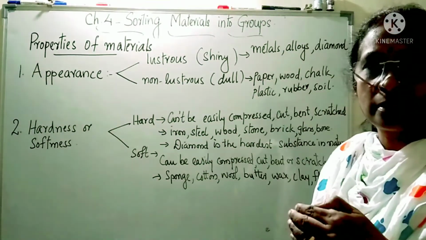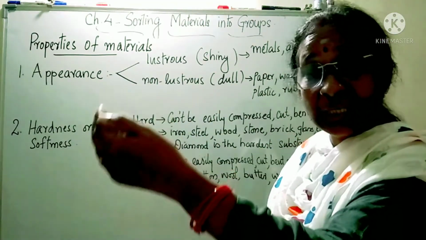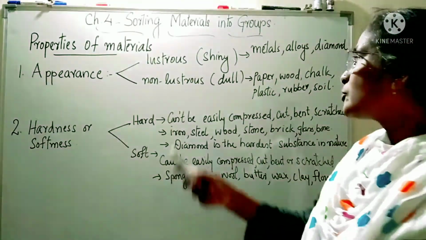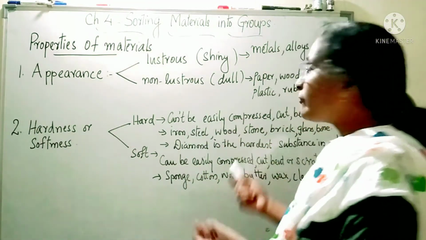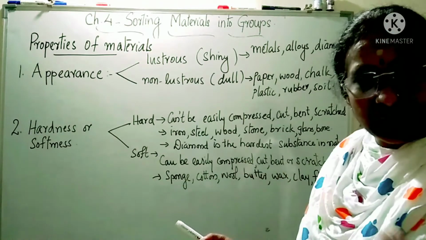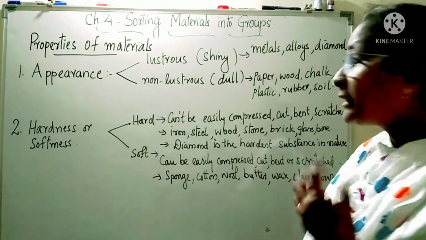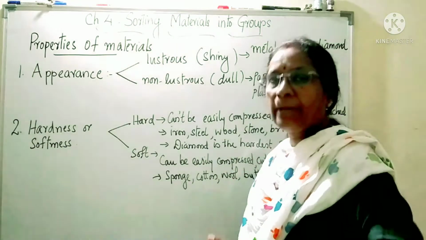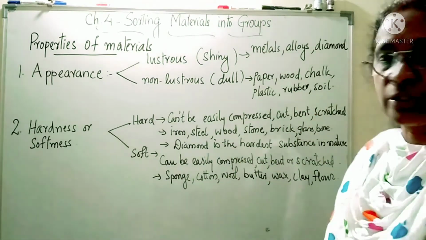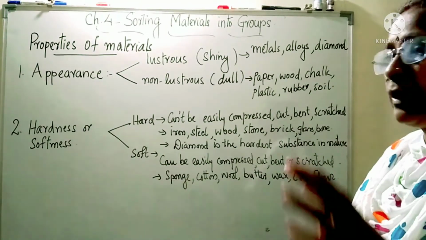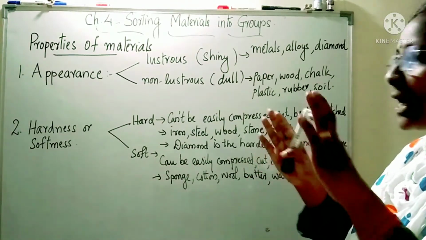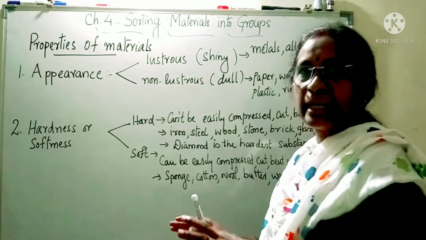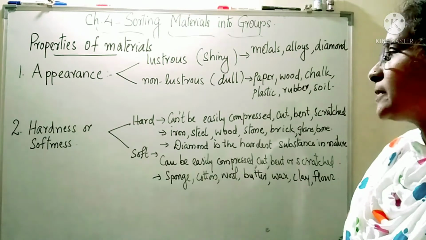So it's the opposite. Things which are lustrous, which have a shiny surface, and which do not have. If you take a paper, a newspaper, does it shine? No. And then wood, chalk, plastic, all these things, they don't shine. Okay, so they are called non-lustrous or dull substances. So we separate things into shiny substances and dull substances, or lustrous substances and non-lustrous substances.